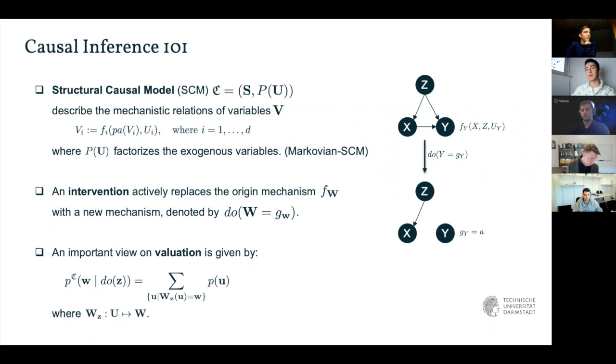And another important view also on just the valuation. If you want to now get this interventional distribution, so you look at the variables W and you intervene on the variable Z with some intervention, then really what this is, is an accumulation of all the worlds, so of all the U terms, the unmodeled terms, which are consistent with this view that you're looking at.